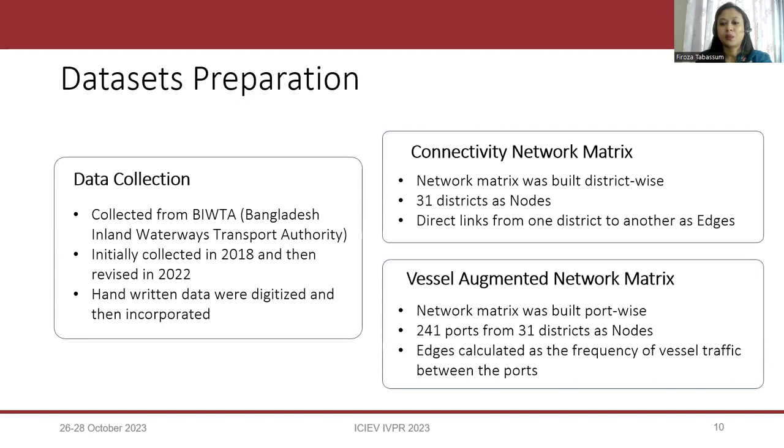The vessel augmented network matrix was built port-wise. We have considered 241 ports from 31 districts as nodes. The number of edges is calculated as the frequency of vessel traffic between the ports.